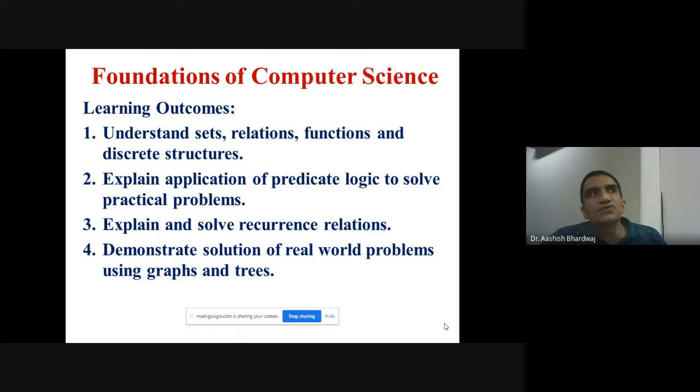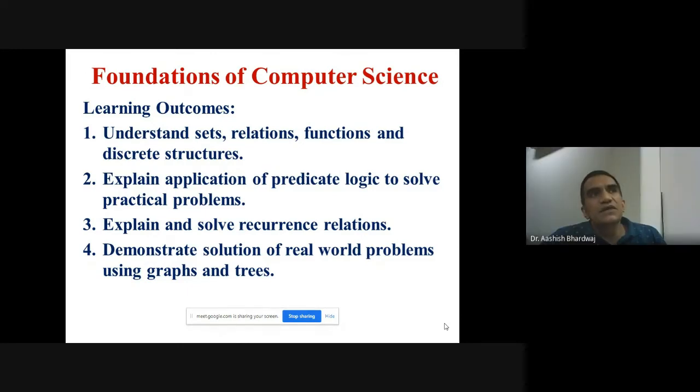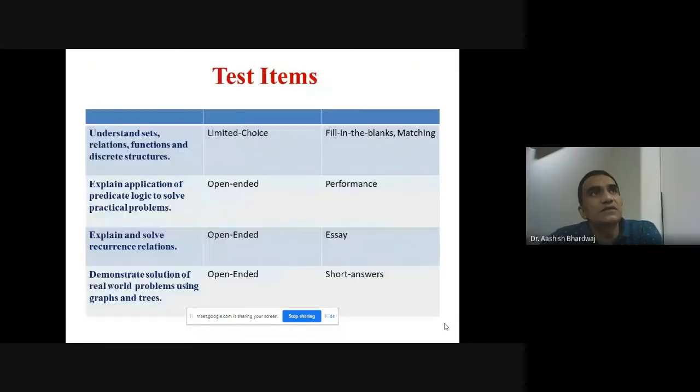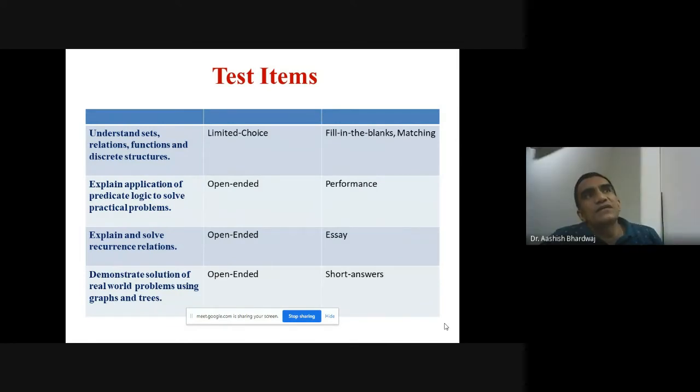Application of predicate logic to solve practical problems. Explain and solve recurrence relations. Demonstrate solution of real life problems using graphs and trees. We have also prepared the test items. What should be the test items? For the first learning outcome, we feel that it should be limited choice. So we will be having fill in the blanks and matching type questions.